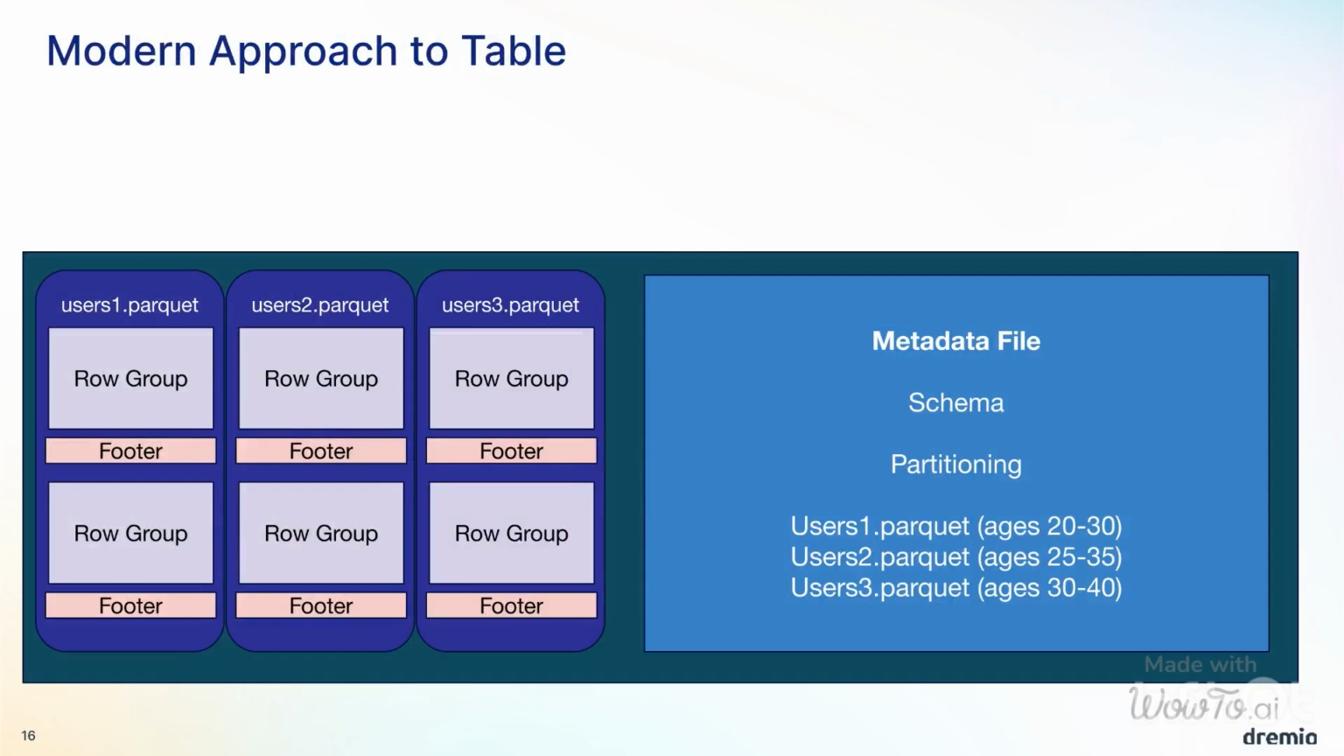Modern table format architecture. Apache Iceberg brings in a metadata file to track data files, schema, and partitioning. Query planners only scan relevant files. For example, users1.parquet, ages 20 to 30. Users2.parquet, ages 25 to 35. Users3.parquet, ages 30 to 40. So if your query is for ages 25 to 29, only 2 files are scanned.